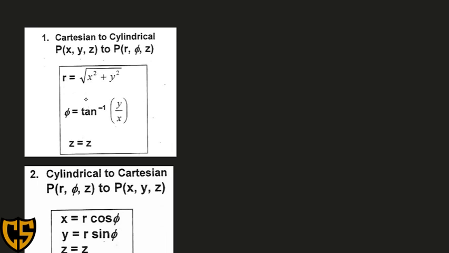To get the value of our r, take the square root of x squared plus y squared. Then, for our angle, we will have arctan of y over x to get the value of our phi. Then our z will still be the same. So our coordinates will change from x, y, z to r, phi, and z. It is the same.